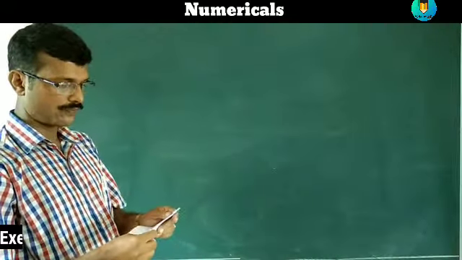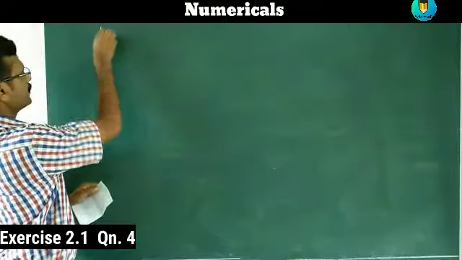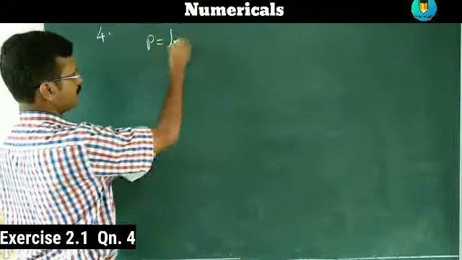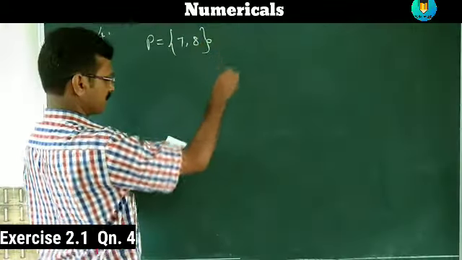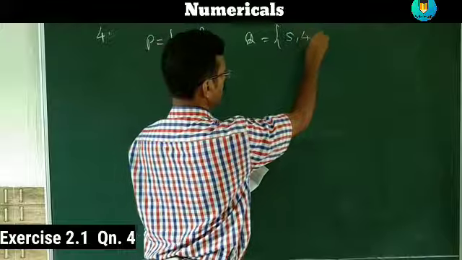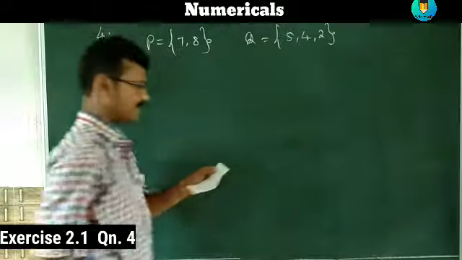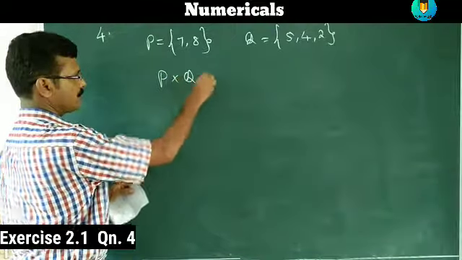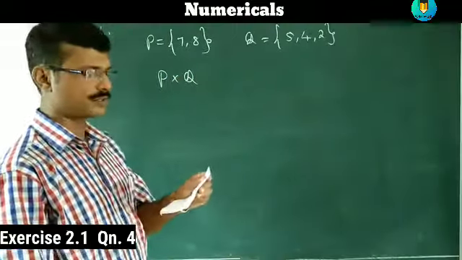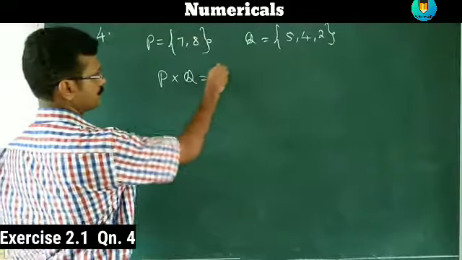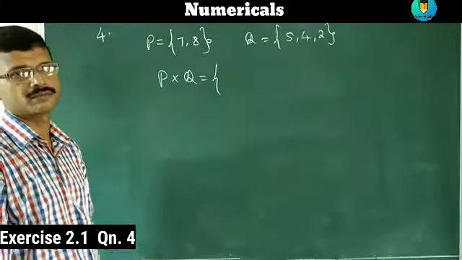Now we will do question number 4. Here the set P is given as 7, 8, and Q is given as 5, 4, 2. We have to find P cross Q. I will show only one part, P cross Q, which is the cross product.